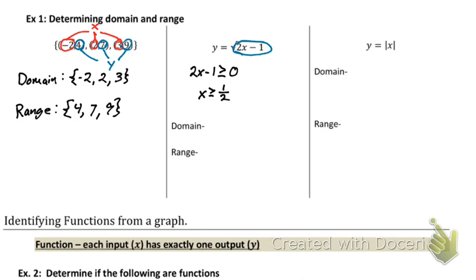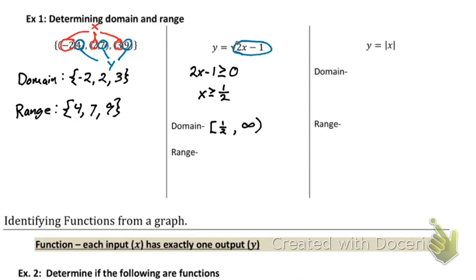That's my domain. I could plug 1/2 in and it works. I could plug 1 in, 2 in, 3 in. Those all work. Anything smaller than 1/2, and I break it. So our domain is going to go from 1/2, because it's equal to, I put a bracket, all the way to infinity, because I can put a really large number in there.